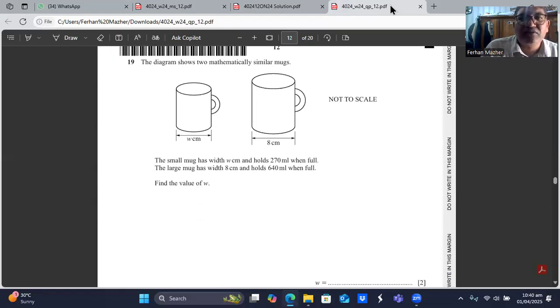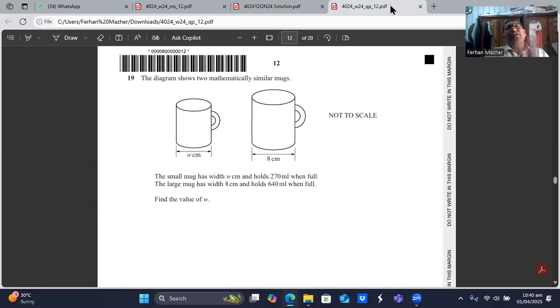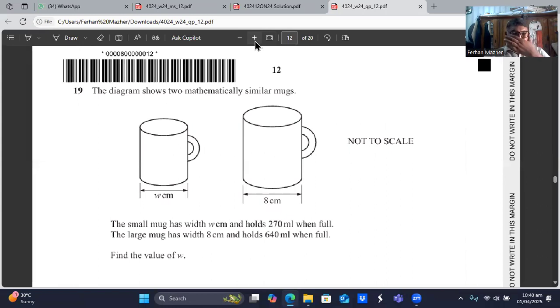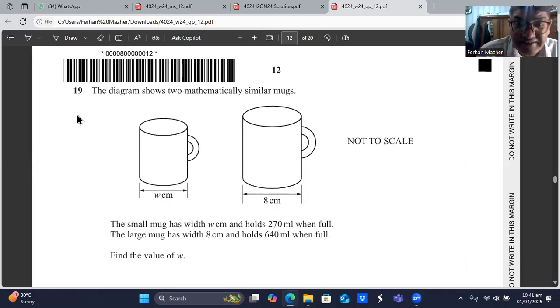Okay, we have question number 19 coming up on your screen. It says the diagram shows two mathematically similar mugs. The small mug has a width W centimeter and holds 270 milliliter when full. A large mug has width 8 centimeter and holds 640 ml when full. Find the value of W.